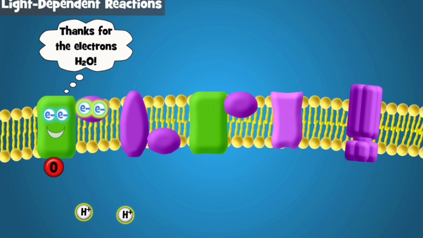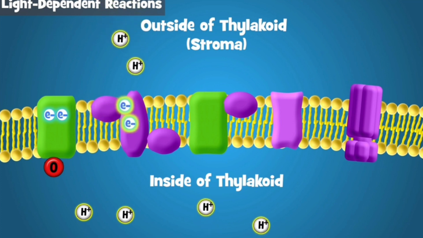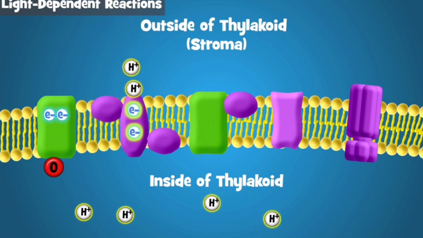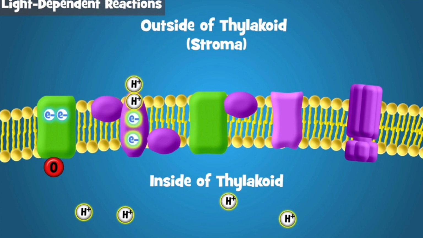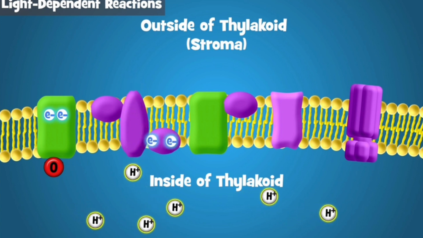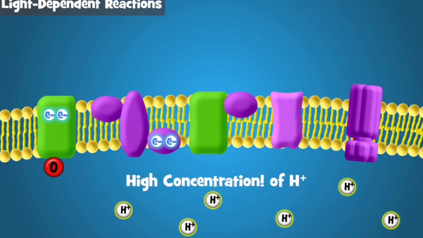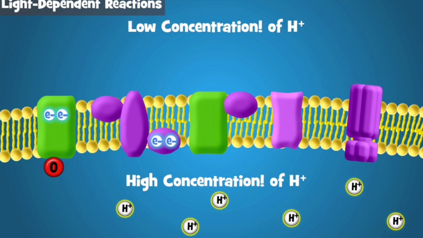Let's go back to the electron transport chain. The electron transport chain transports electrons. As it does, the energy in the electrons is used to pump hydrogen ions across the thylakoid membrane. This creates a high concentration of hydrogen ions inside the thylakoid. The ions would be trapped inside the thylakoid, but a special enzyme called ATP synthase allows them to diffuse from high to low concentration.